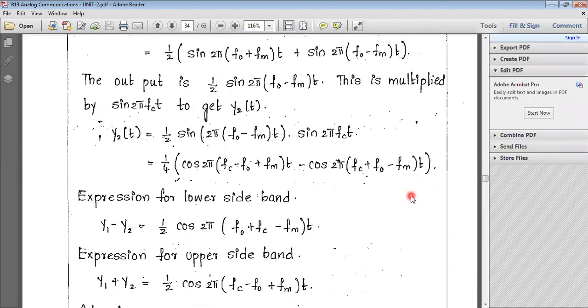If we perform subtraction, then we get the lower side band, that is half cos 2 pi into f naught plus fc minus fm into t. If we perform addition, then we get the upper side band, that is half cos 2 pi into fc minus f naught plus fm.